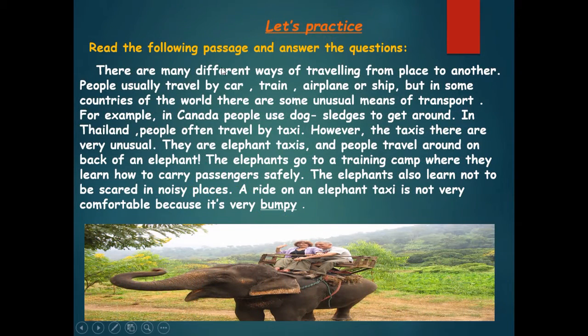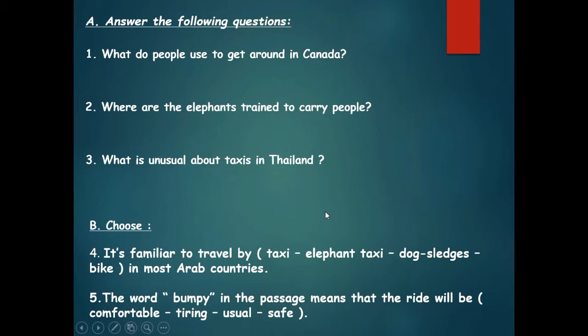Let's practice. This is the reading text we're going to answer. Let's follow the 5 steps we have already learned. Step 1 was read the question. So we have to read the questions first.